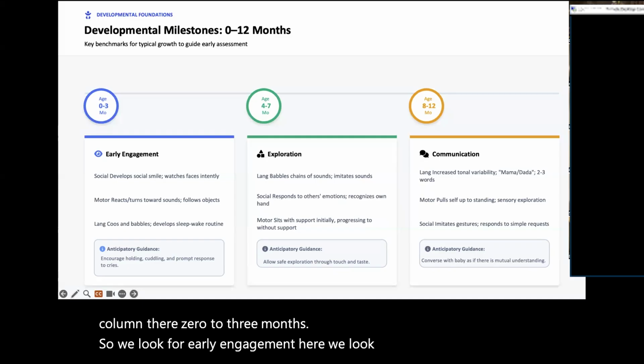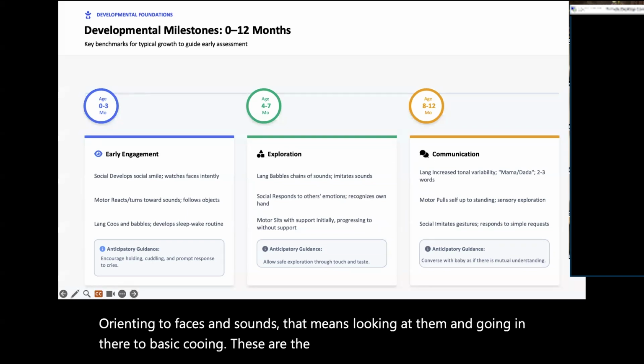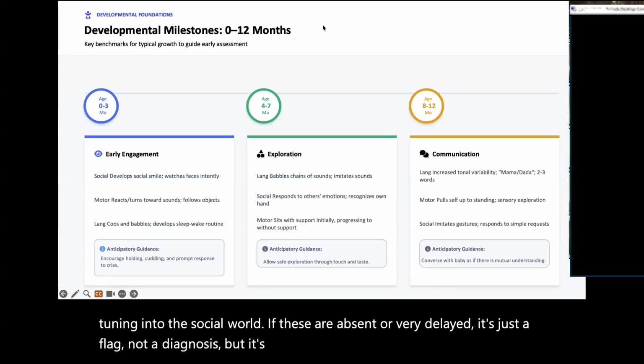We look for social smiling, orienting to faces and sounds. That means looking at them and going in there. To basic cooing. These are the foundational signs that the infant is tuning into the social world. If these are absent or very delayed, it's just a flag, not a diagnosis, but it's just a cue that you need to watch a little more closely.